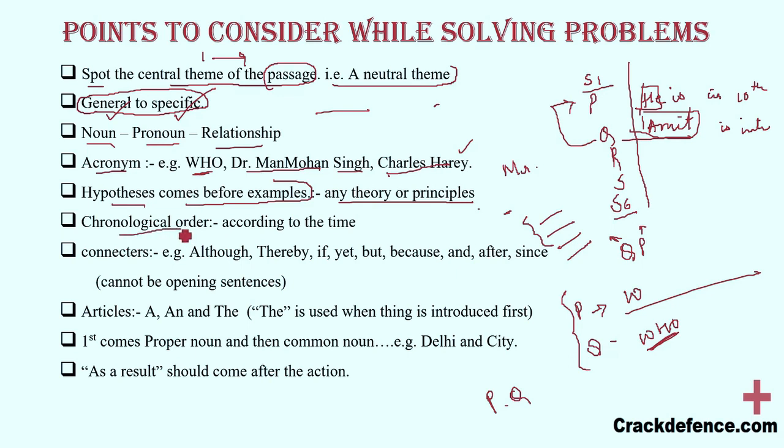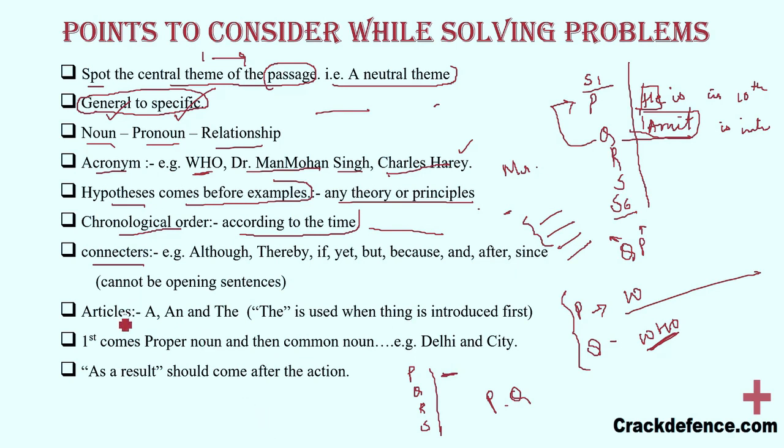Next will be chronological order. That will be according to time. If the passage theme or idea is about any past event, then we have to follow the chronology. Next come connectors. If any sentence, that is P, Q, R, S, starts with a connector, it means that it is not the starting sentence. It cannot be the introducing sentence.